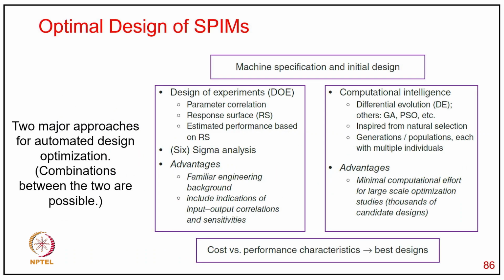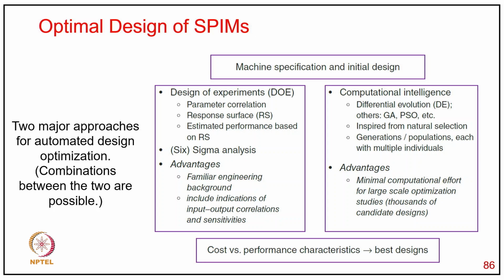Then there are two major approaches for automated design optimization, and a combination between the two is possible, as the machine specification and design evolve. One process is design of experiments, called DOE in short, with parameter correlation and response surface RS, estimated performance based on RS, and then Six Sigma analysis. The advantage is the familiar engineering background, including indications, input-output correlation, and sensitivity analysis.